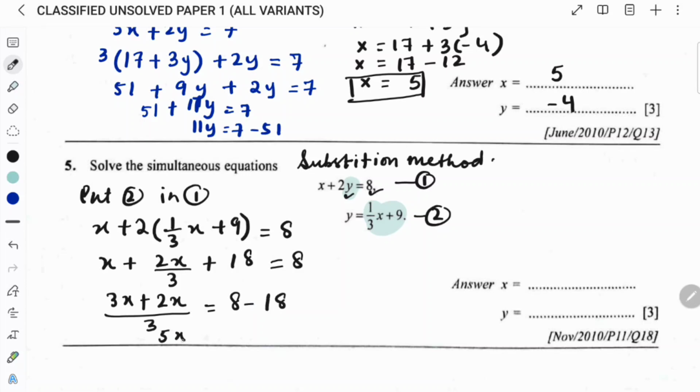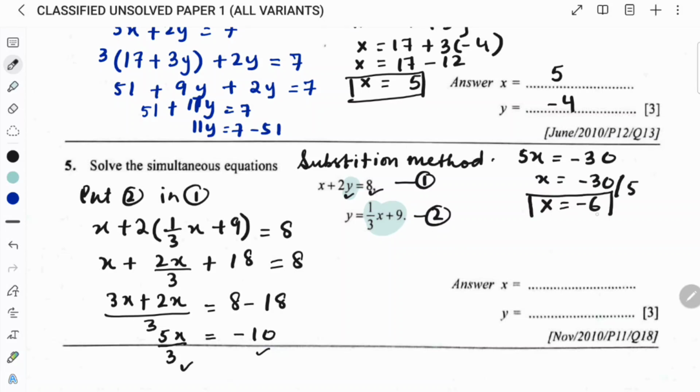So 5x upon 3 equals minus 10. Alright, so here 5x equals 3 multiplied by minus 10, which is minus 30. So x equals minus 30 over 5. x equals minus 6 in this question. Minus 6. Now we are finding the value of y. So quickly substitute the value of x in the second equation because y is the subject over there.